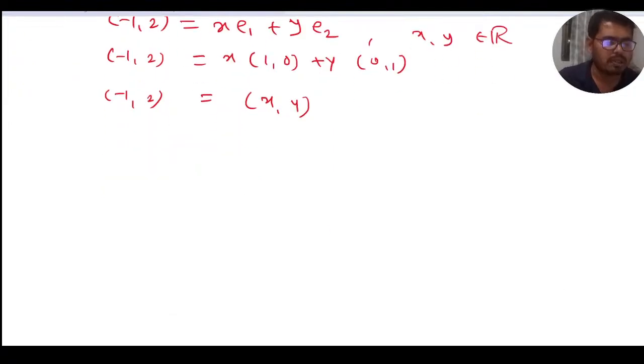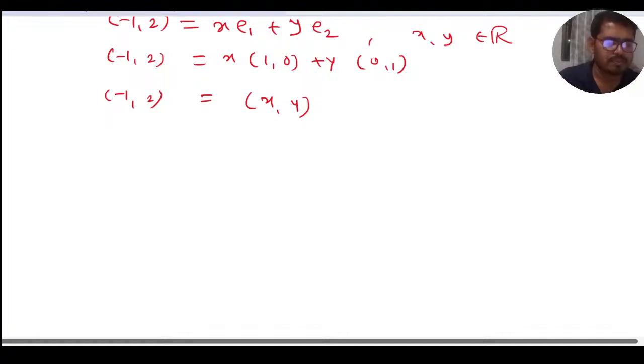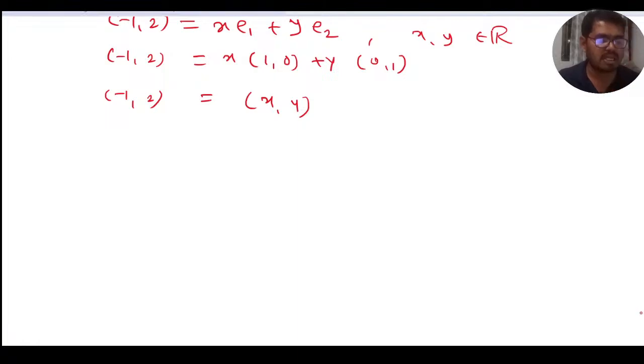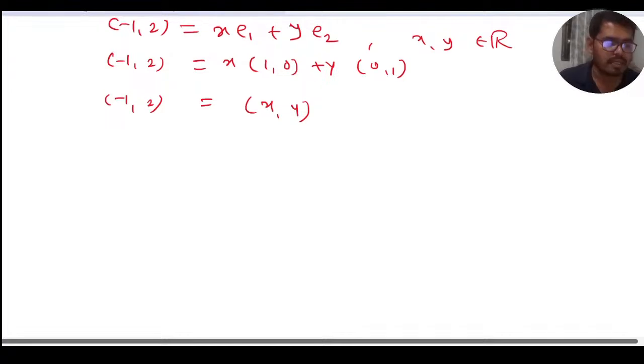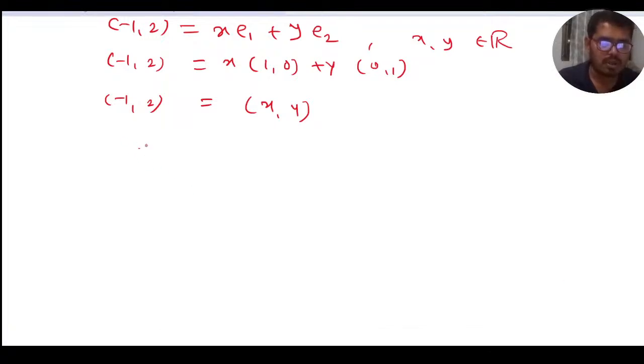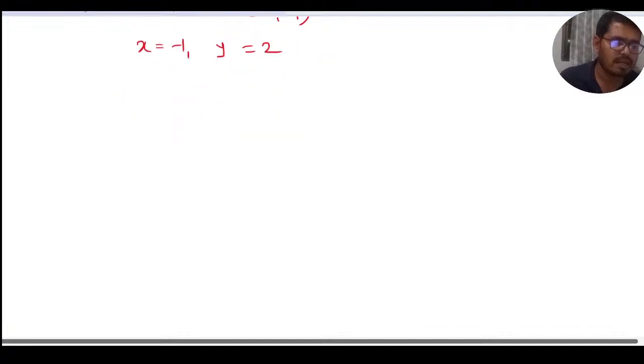You can do it this way as well: x equal to -1, y equal to 2. Because it is the standard basis, it is easily found here. Otherwise, x equal to -1, y equal to 2 comes out directly because the standard basis is there.